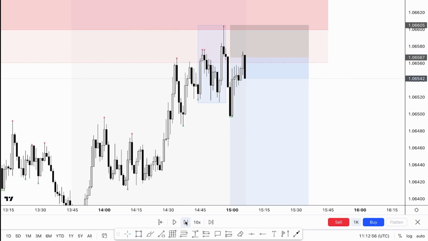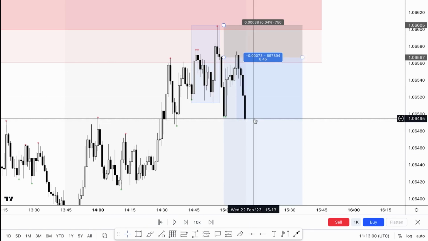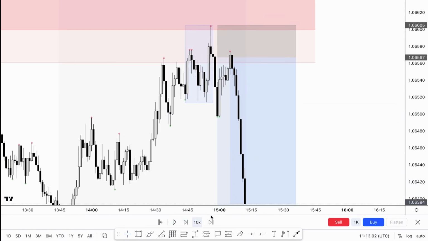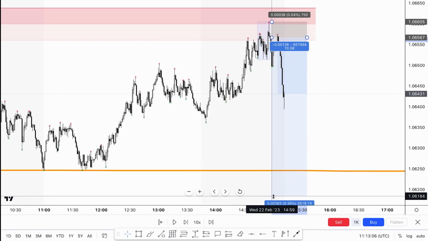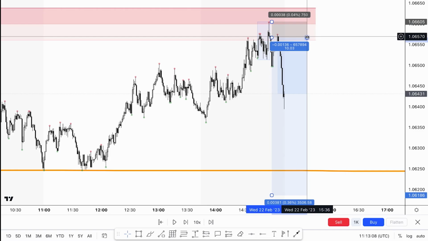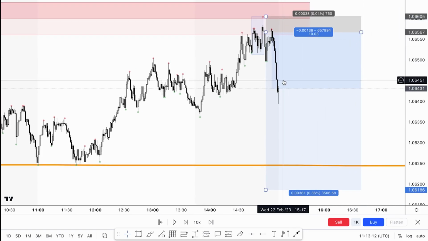So again, let's play this forwards. And we see that continuation to the downside. So now that price delivery has completed to the downside, now we see that intention to the downside. Our risk to rewards always a 1 to 10 as a minimum. Some traders in NJT trade a 1 to 5 risk to reward.